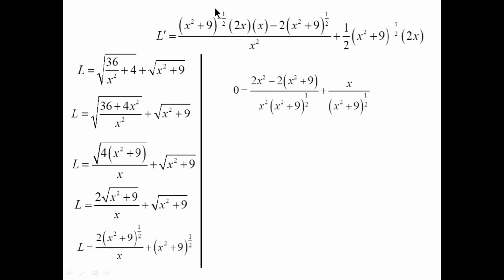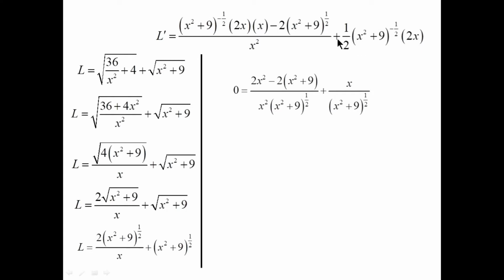Why did I do that? Because when I multiply this times x squared plus 9 to the 1/2, this becomes x squared plus 9 to the 0. That's just a 1 times. So we can drop it, and that just leaves 2x squared. And when we take this and multiply it by x squared plus 9 to the 1/2, we get x squared plus 9 to the 1. So that's why it says minus 2 times x squared plus 9. And it's tidying up. I certainly consider this tidier than this.